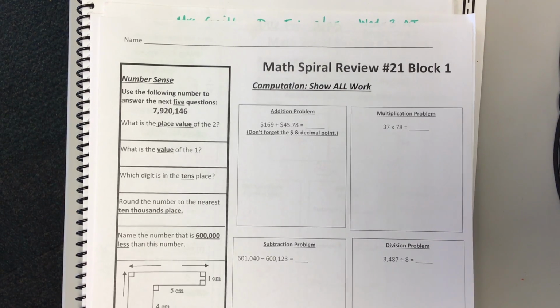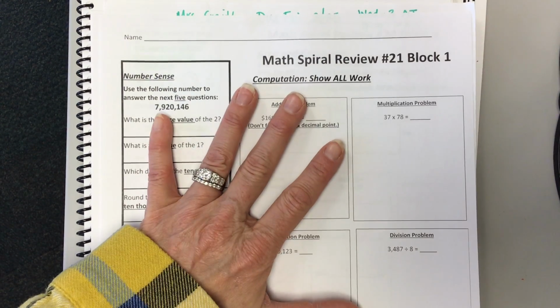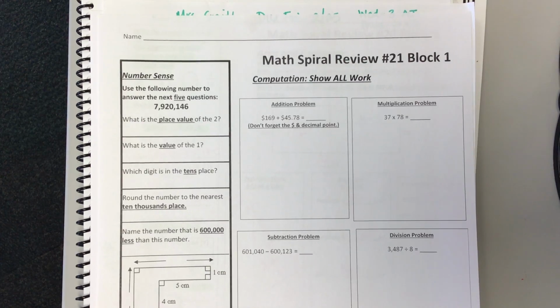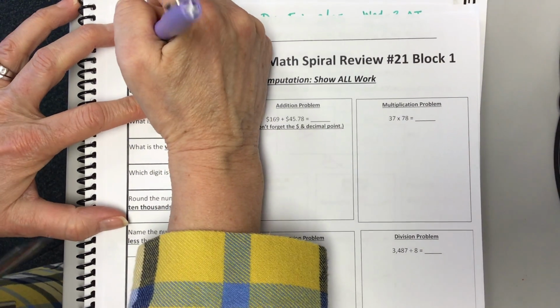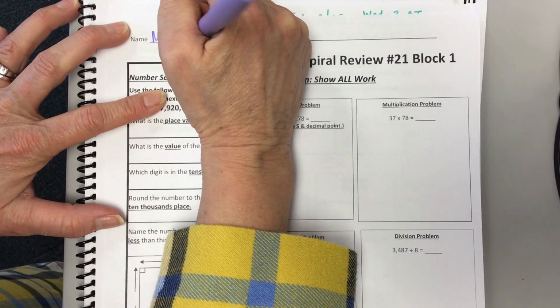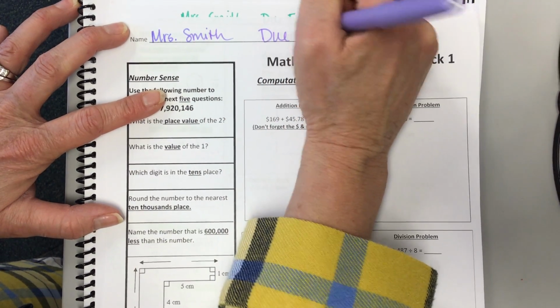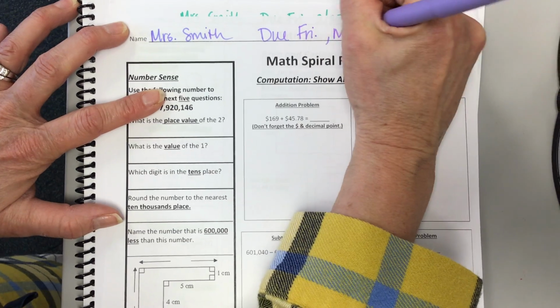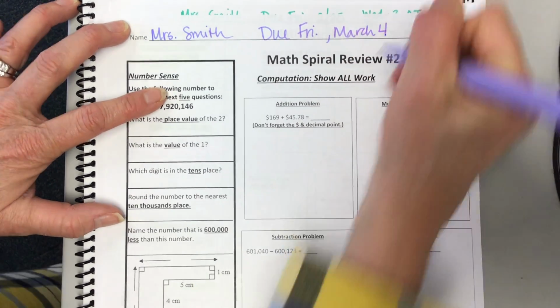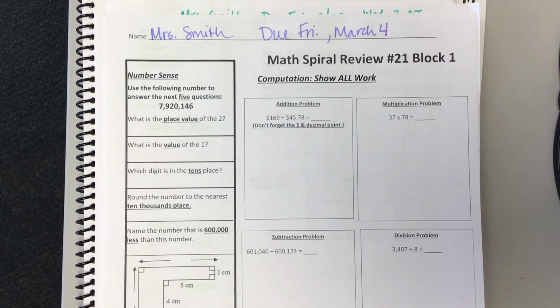Morning, boys and girls. Today is Monday, February 28th. I am going to put my name on my spiral and that it is due this Friday, which is March 4th. I cannot believe we are on our way to the end of March.